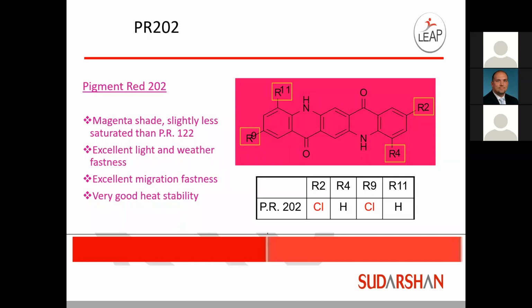And then moving on to Pigment Red 202. This one is using the same positioning as Pigment Red 122. However, we've moved from the methyl groups to the chlorine groups in that number 2 and number 9 positioning, and that results in a nice saturated red pigment that is more to the yellow side than Pigment Red 122. It does carry the same high properties as a typical quinacridone.